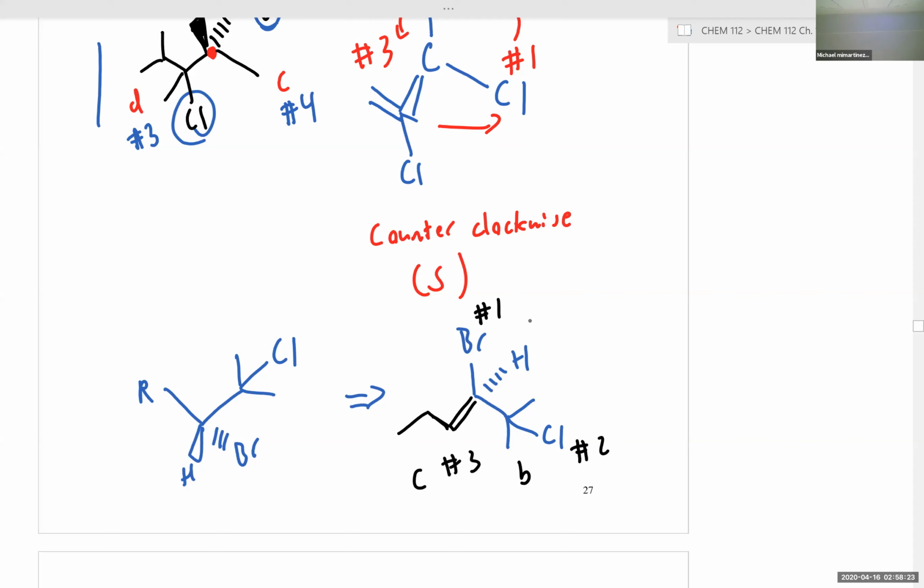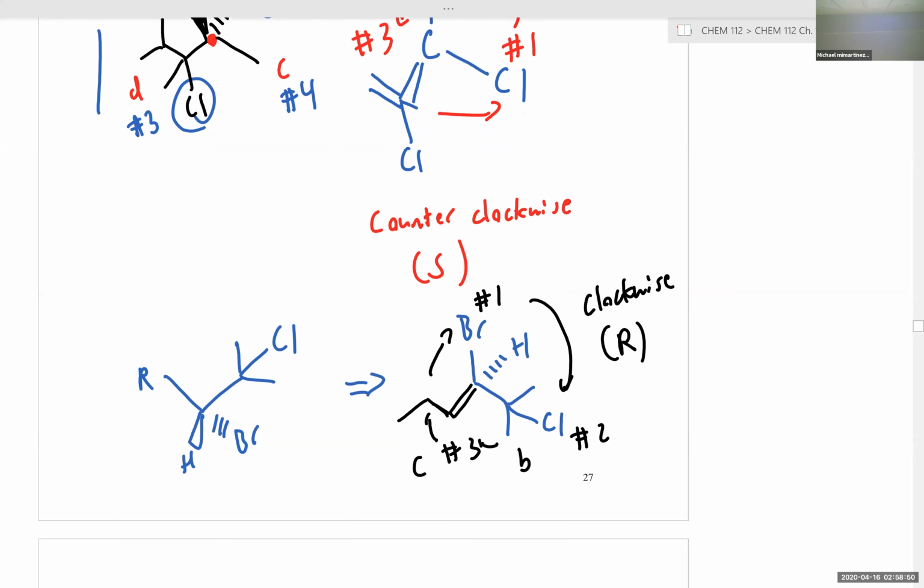Okay, now we draw an arrow going from highest to lowest priority. And as we see, we're going clockwise, so we'd assign the center as R. Does that make sense to everyone? Does that make sense so far? Is everyone comfortable with this example so far?